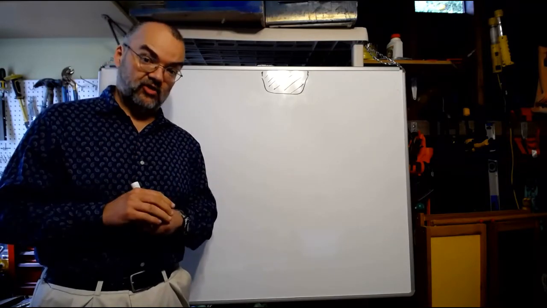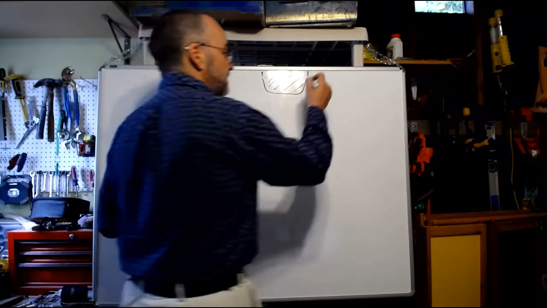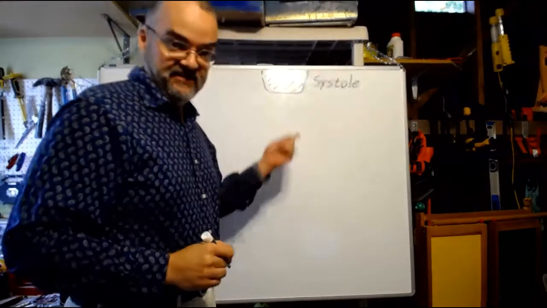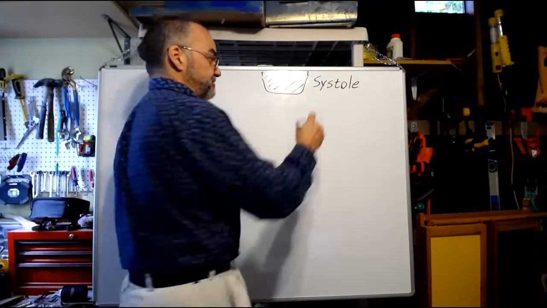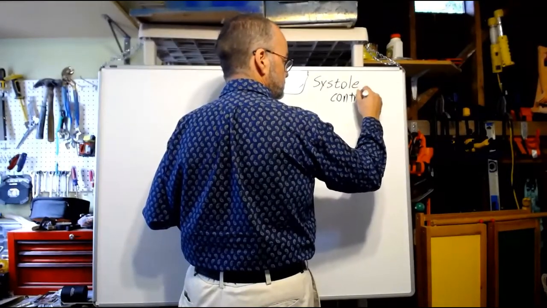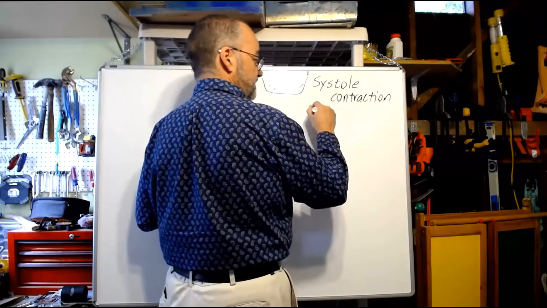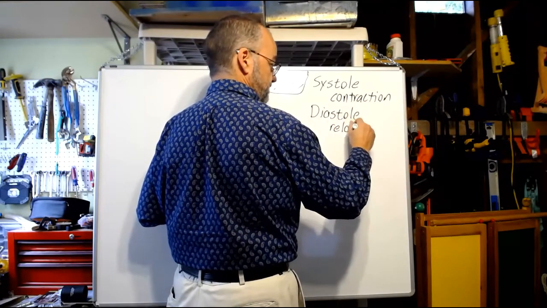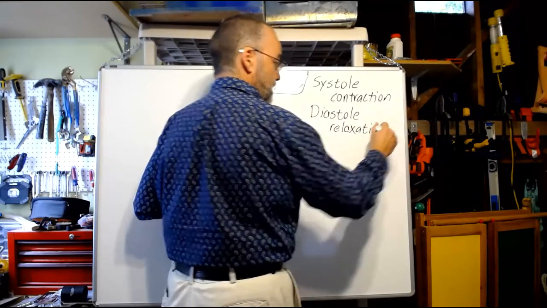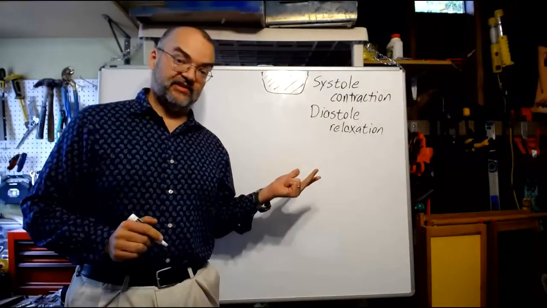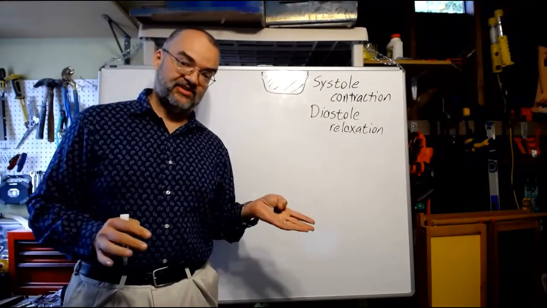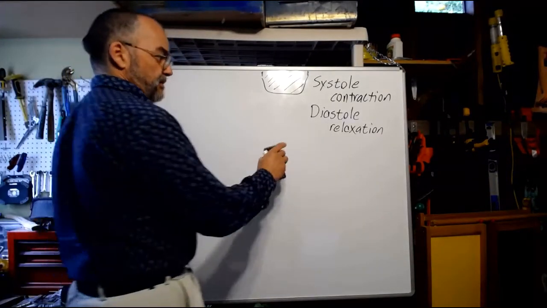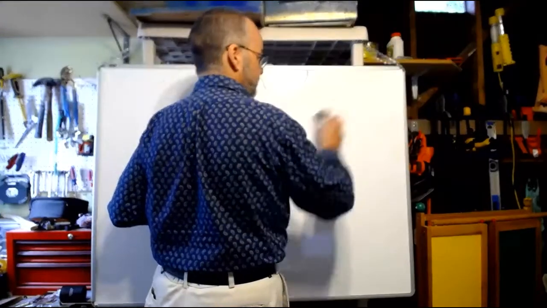Now, two other terms I need to define before we talk about this. Systole means contraction. And diastole means relaxation. So we're going to be talking about atrial systole, atrial diastole, ventricular systole, ventricular diastole. You'll need to know those words. So I'm going to erase those just to make sure I have some room to work with.